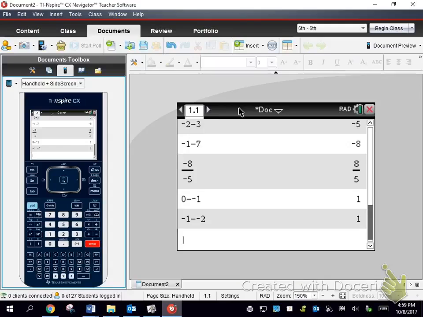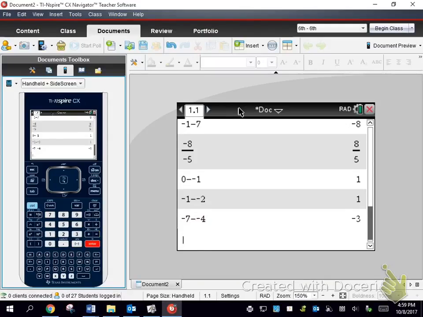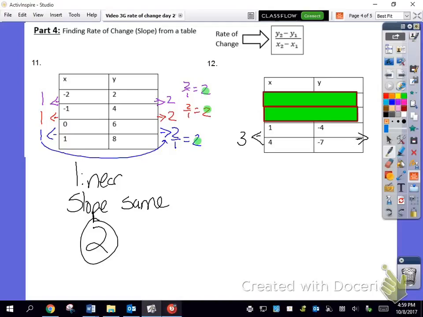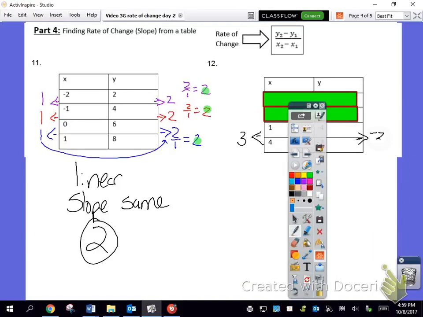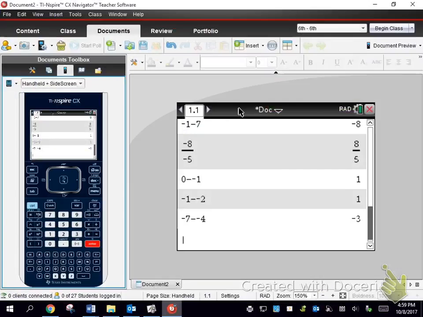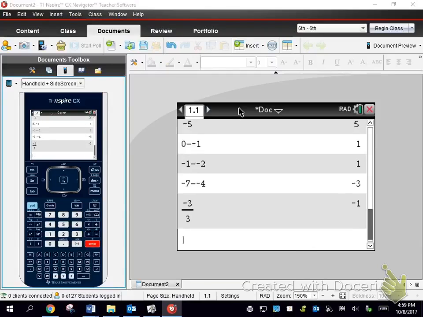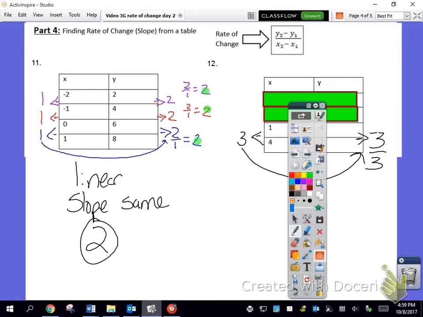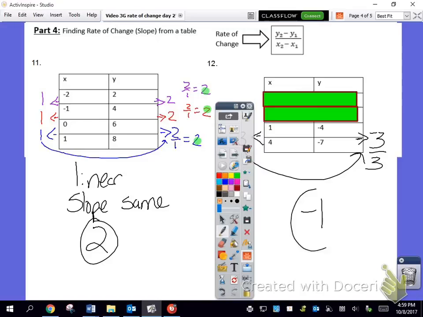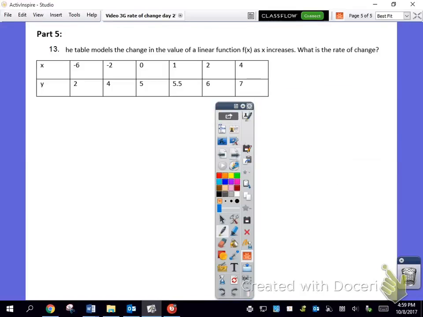If you're not sure, type that in. Negative 7 minus negative 4, and you get negative 3. So this is a negative 3. And then you slide it over. So negative 3 divided by positive 3, and you get negative 1. If I were to do that on the rest of those points, that's what I would get, because I know these are linear. Okay, on the last one, I have a table, but this time it's horizontal.